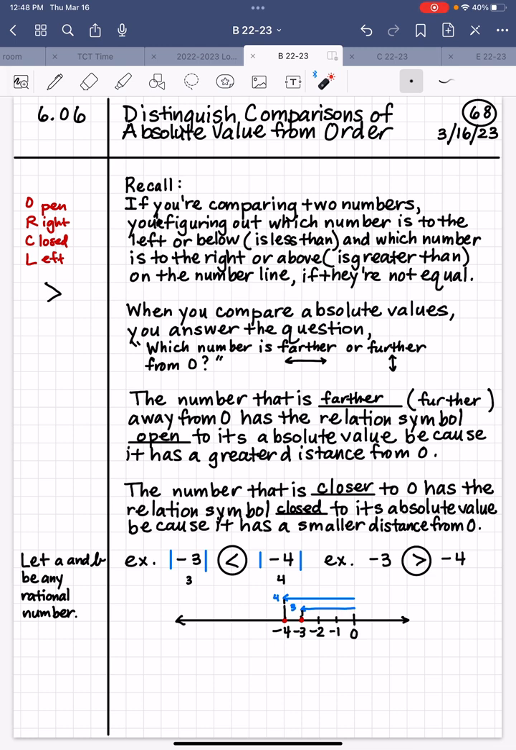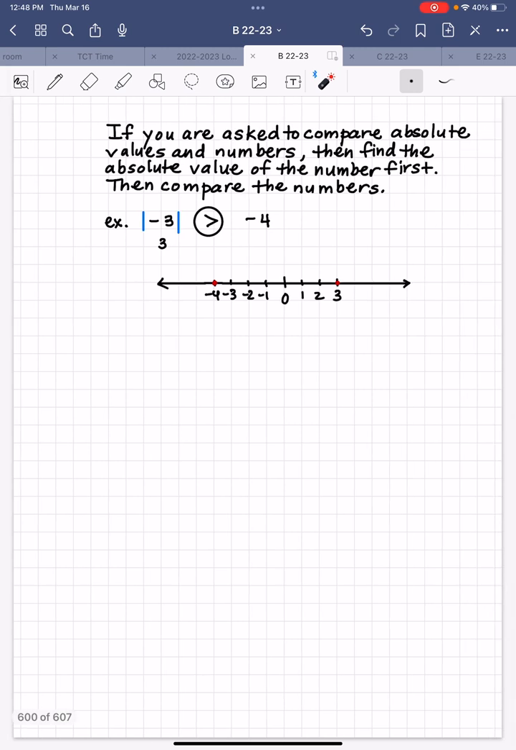Okay? So what happens if you are asked to compare absolute values and numbers at the same time? Well, here we're being asked to compare an absolute value to an actual number. So what do we do if we come across that? Here's what we do. We find the absolute value of the number that we're given first, and then we compare just the numbers. So what's the absolute value of -3, or the opposite of 3? It's 3, because it's 3 units away from 0. Now we're given the number 3, and now we have the opposite of 4.